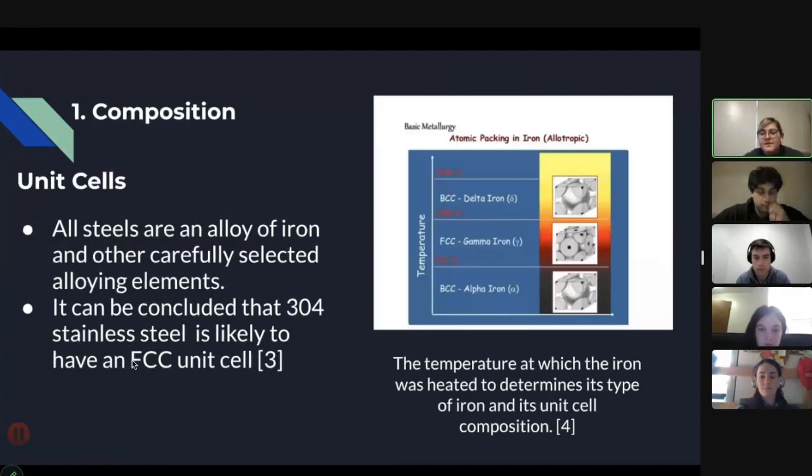All steels are an alloy of iron and other carefully selected alloying elements. Pure iron exists normally in one of 2 main kinds of crystal structure: alpha iron with a body-centered cubic lattice, forming material known as ferrite, and gamma iron with a face-centered cubic lattice, forming austenite. When carbon is present, a further crystal structure can be formed that results in another material, martensite, which is a body-centered tetragonal structure. 304 stainless steel is austenite made from gamma iron, so it is concluded that it is likely to have a face-centered cubic unit cell.